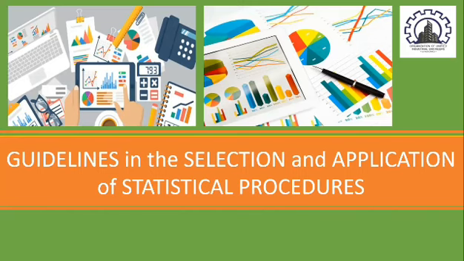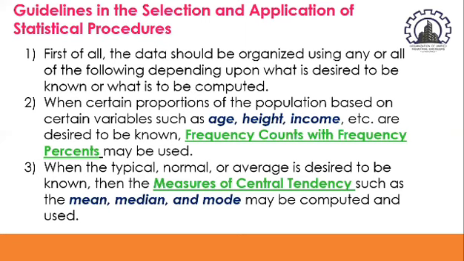Now, some suggestions for the selection and application of statistical techniques are the following. First of all, the data should be organized using any or all of the following, depending upon what is desired to be known or what is to be computed. Let's say tally for tabulation table, ordered arrangements of scores, or score distribution, class or grouped frequency distribution, scattergram, etc. And for number two, when certain proportions of the population based on a certain variable such as age, height, income, etc., are desired to be known, then frequency counts with their frequency percents may be used.